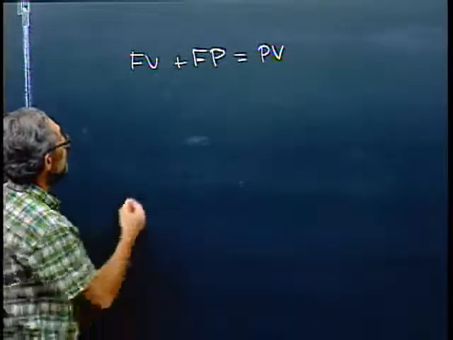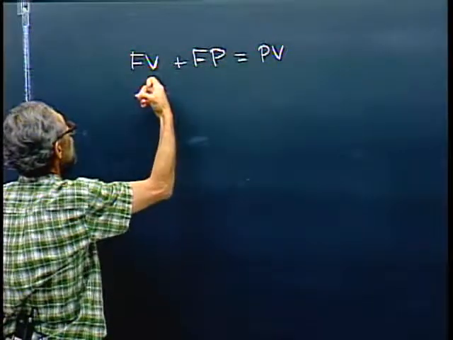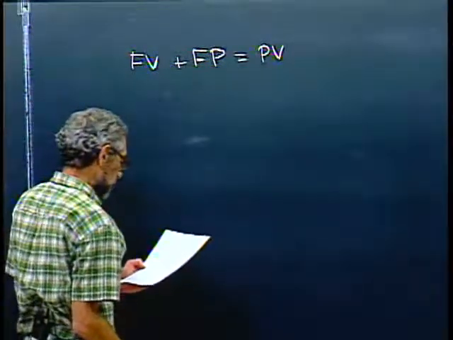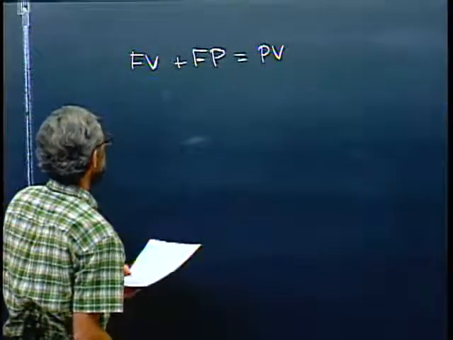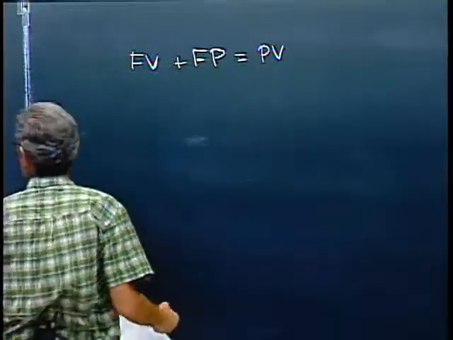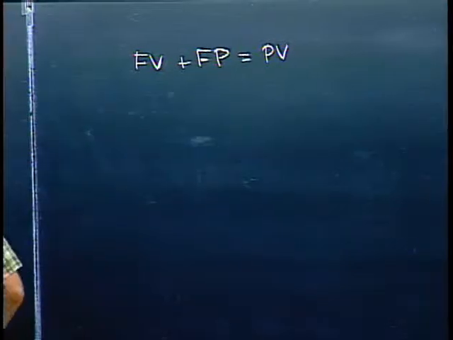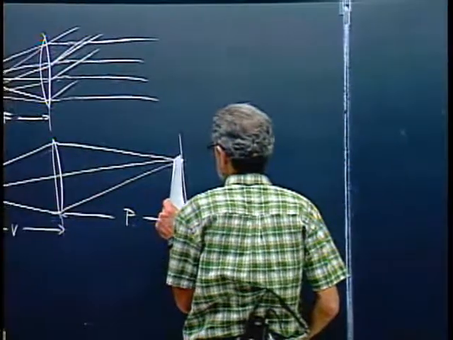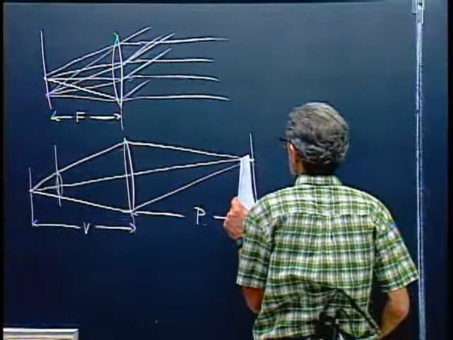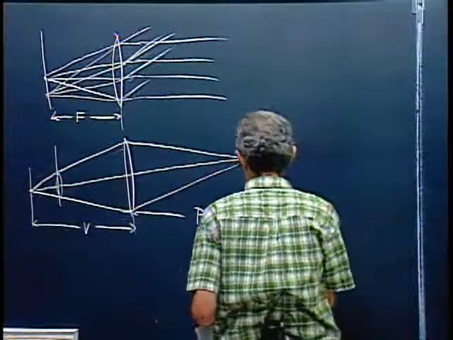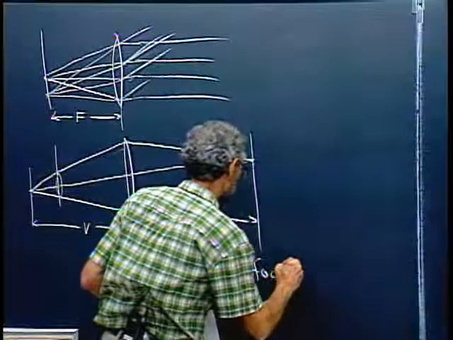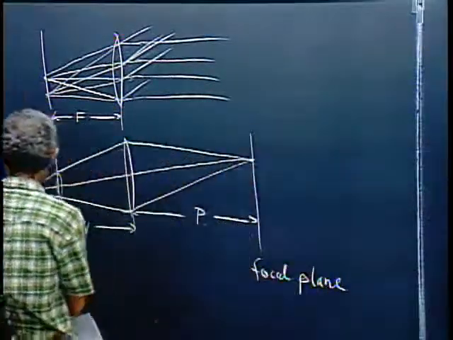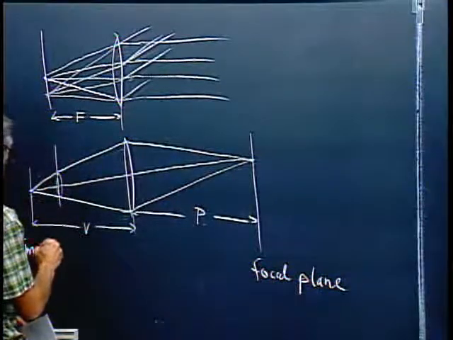But what you can do then is, if you know V, you can find P, and if you know P, you can find V. So let's assume we know V. That means we've got the film at a certain distance from the camera, and we want to find out how far from the camera this focal plane is. So this is the focal plane, or plane of focus, and this is the image plane here where the film is.